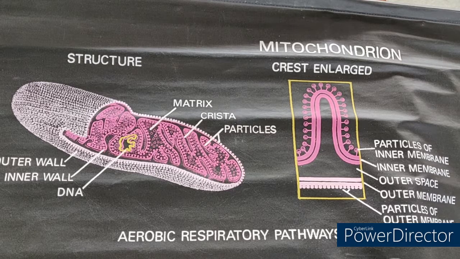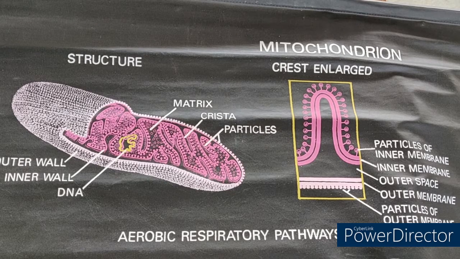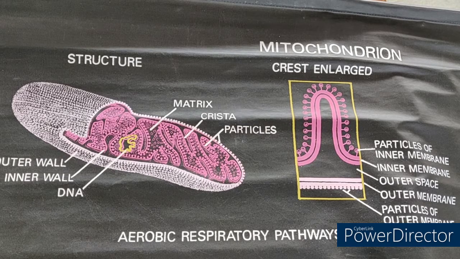And the third one is, it also regulates the metabolic activity of the cell. So these are the three main functions of mitochondria. One, respiration, that is cellular respiration. Second is maintaining normal concentration of calcium ions. And third one is, it regulates, means controls, the metabolic activity of the cell.